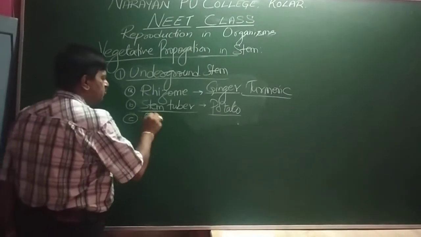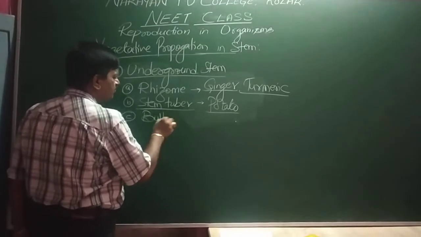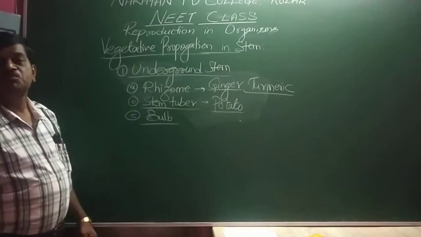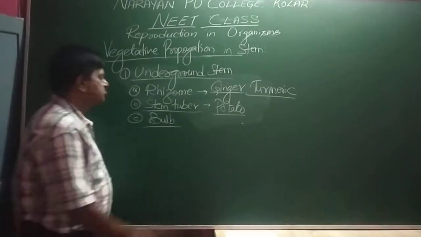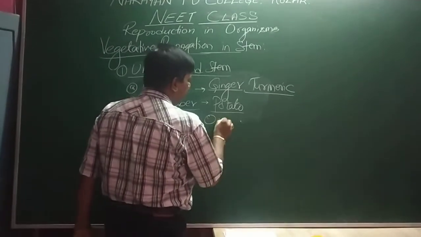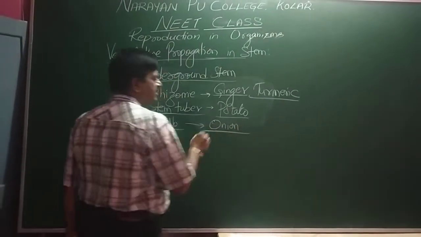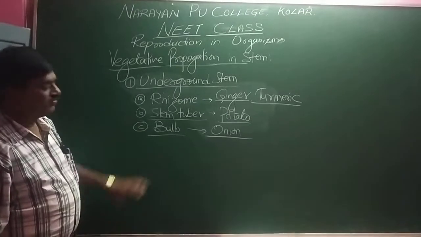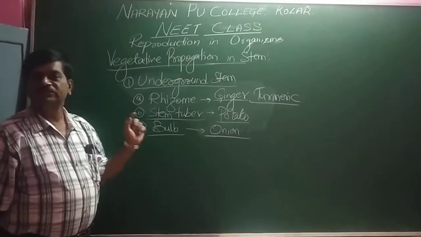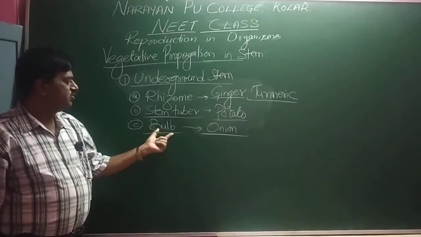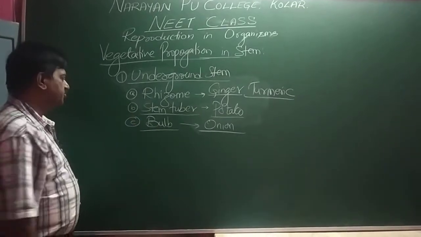Next, the other one is called a bulb. The bulb example is onion, called Allium cepa. Even in Allium cepa, there is an axillary bud which helps in forming a new individual.